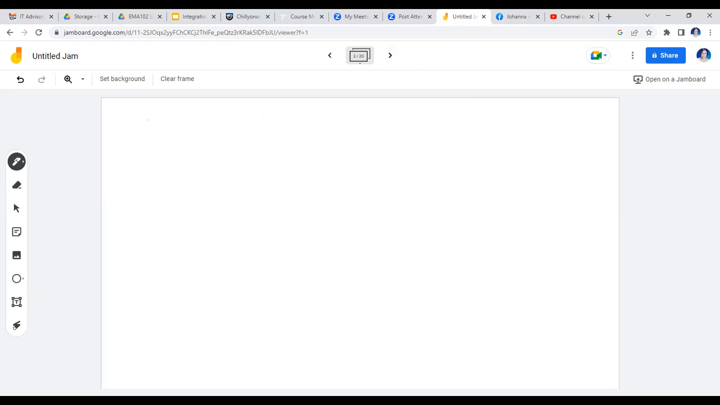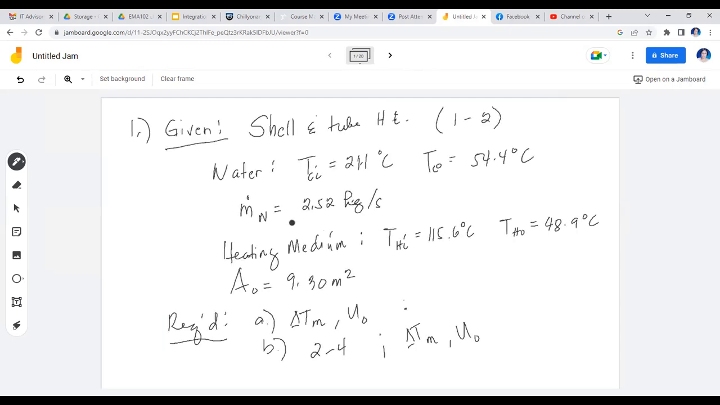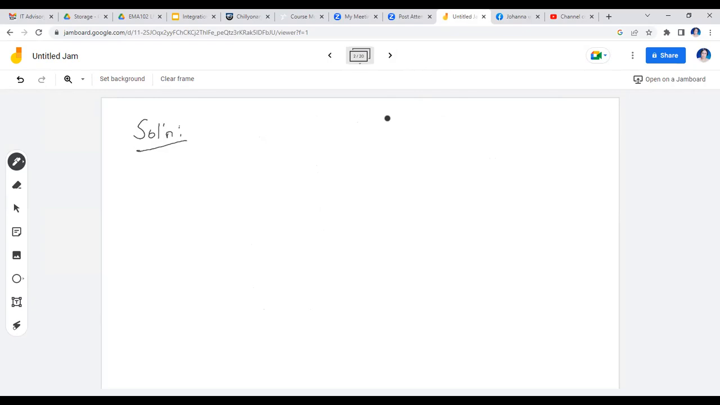So we go now to the solution. In terms of the required information, the required information is the delta T mean and the U sub O. We'll try to write first the working equation that you could use, okay? Because that is always your guide.